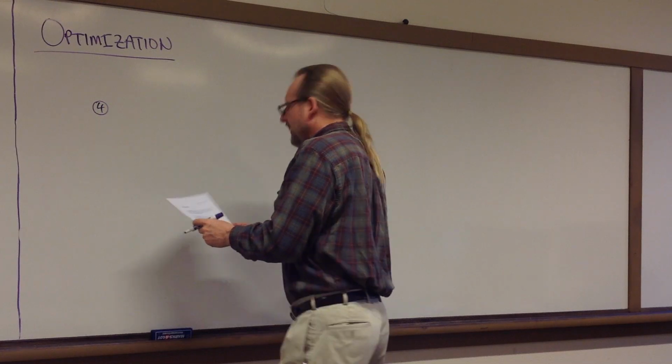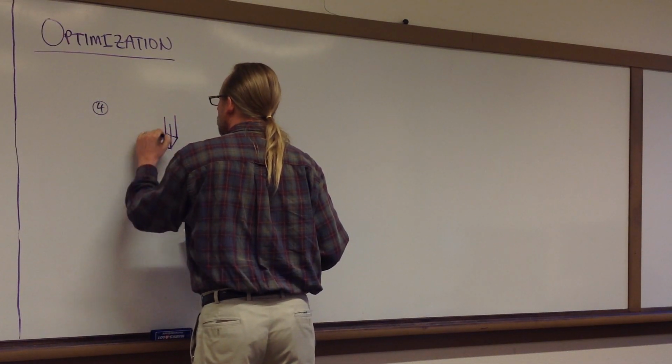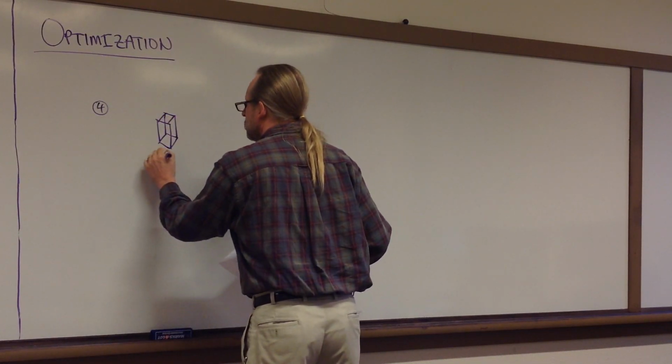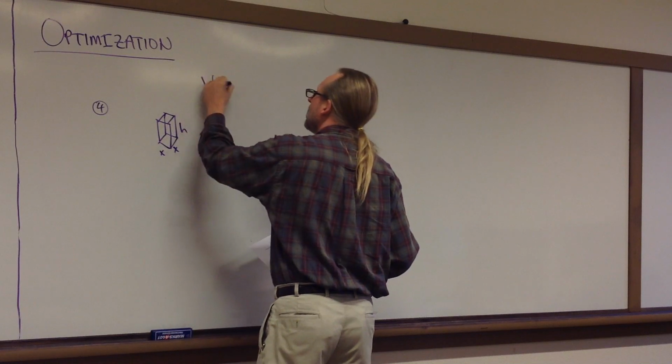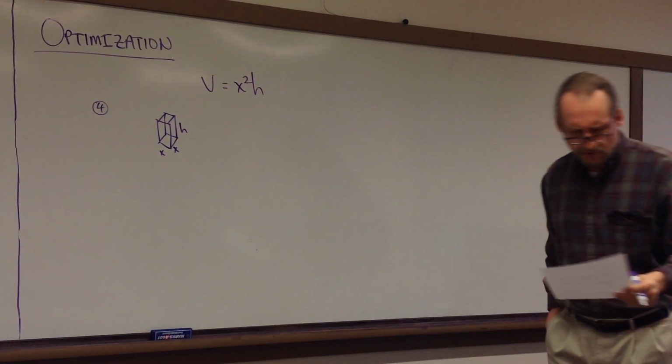So, a box with a square base and an open top. Okay, so we've got a square base and no top. And so that means the base is x by x, and the height is h. Our volume will be x squared times h.